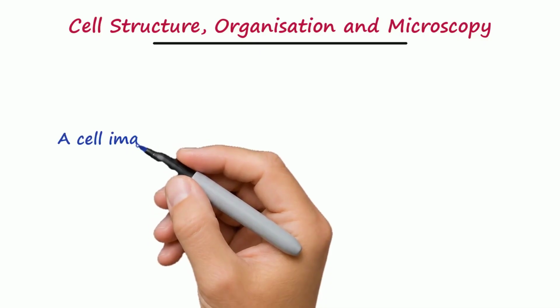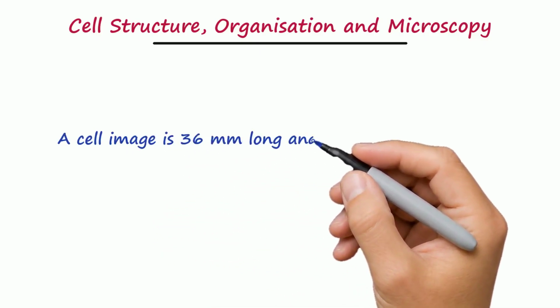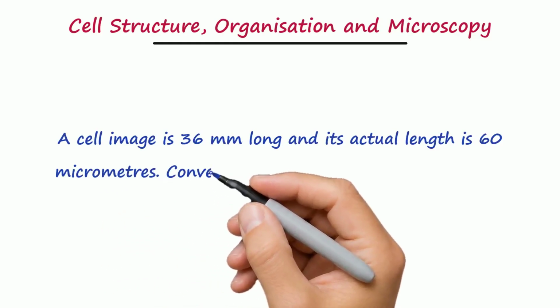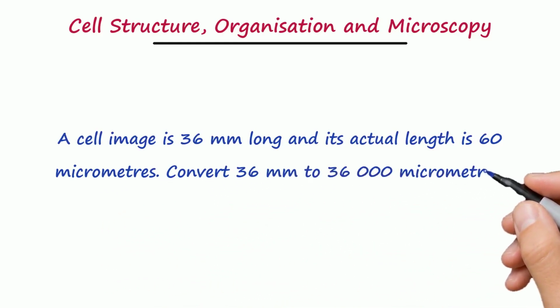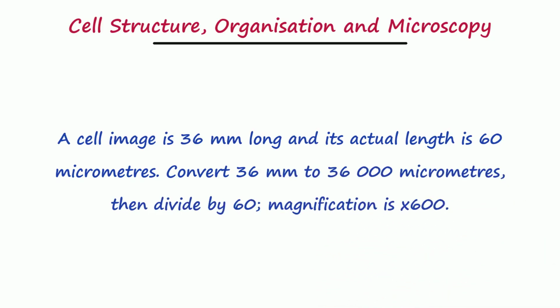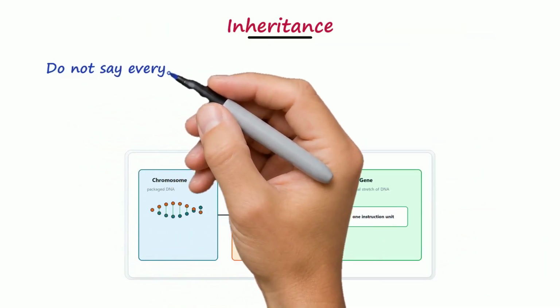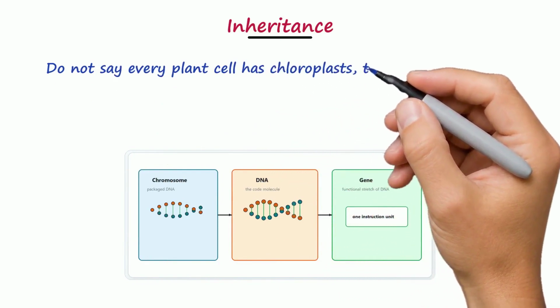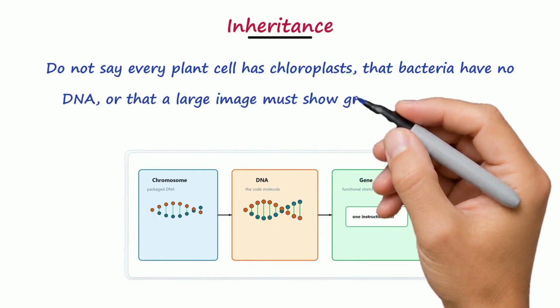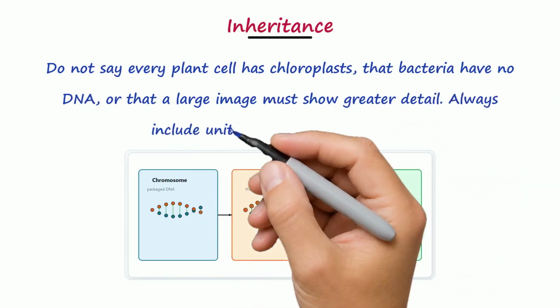A cell image is 36 mm long and its actual length is 60 micrometers. Convert 36 mm to 36,000 micrometers, then divide by 60. Magnification is x600. Do not say every plant cell has chloroplasts, that bacteria have no DNA, or that a large image must show greater detail. Always include units during size calculations.